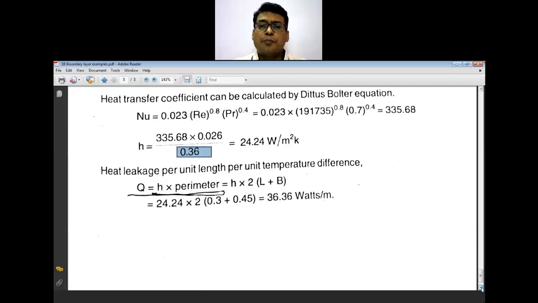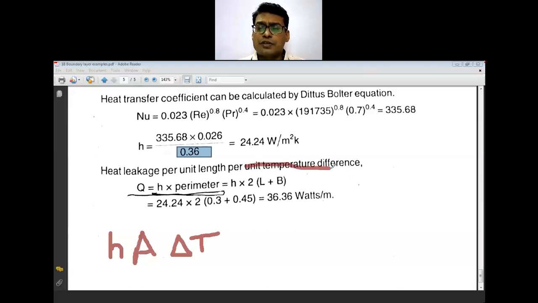Now the heat leakage per unit length per unit temperature difference. From this rectangular duct, the heat losses will be there. What will be the area through which heat transfer takes place? It is the perimeter. Now this is the Q, heat leakage per unit length per unit temperature difference. Our formula is Q equal to hA delta T, right? So this is per temperature difference.